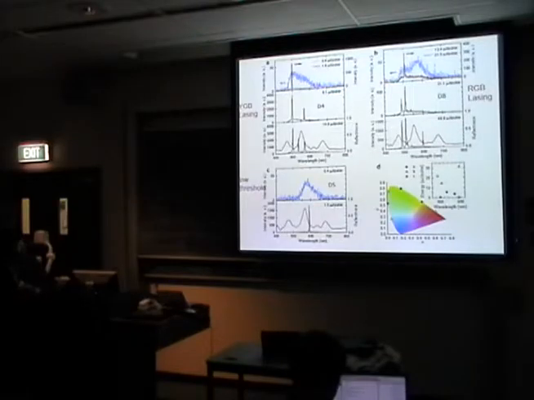For instance, this one. With increasing excitation power, finally we can achieve RGB simultaneous lasing. These peaks located here are red, green, and blue. So we can make the RGB simultaneous lasing.